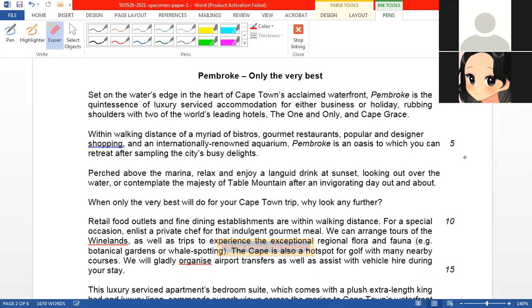And then we have a rhetorical question. When only the very best will do for your Cape Town trip, why look any further? Why are you looking any further? Come to us. It's a very welcoming and warming opening. This is the opening section, paragraphs one, two, three, four. It's written by a professional team, or let's say a professional author.